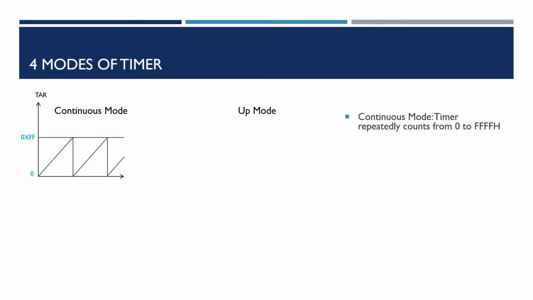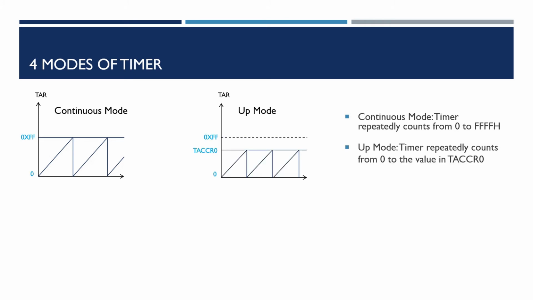Then the next is up mode. This is the mode that we have used for our program. And in this case, as you have already seen, there's a compare register that we've spoken about, which is TACCR0. So you can set the value to anything other than the 65535 value, and you have your up mode set, and it repeatedly counts from 0 to that particular value. So that is your compare mode that we're talking about.